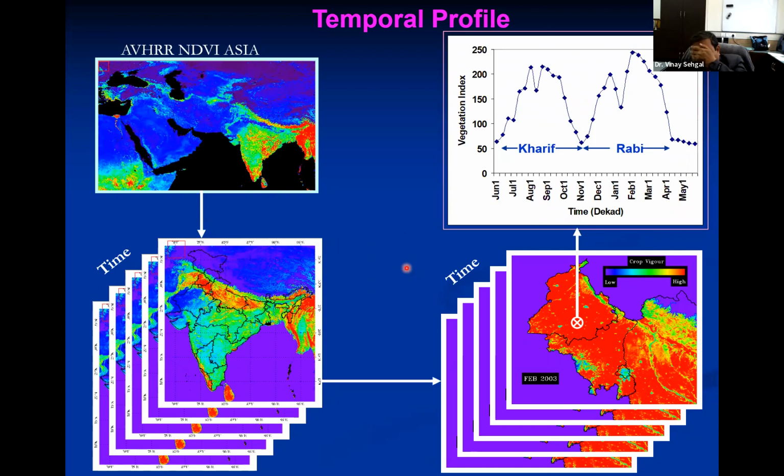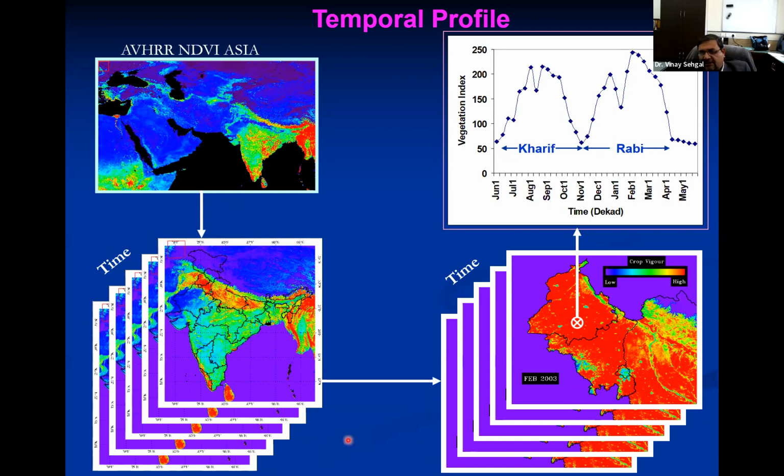I told you this is an example of a single date, but we can also use remote sensing data because it is repetitive in nature. Suppose this is one satellite image, the normalized difference vegetation index for Asia. I am interested in India, so I extract my NDVI of that. And for every 15 days, I get the image. So this side is the time.